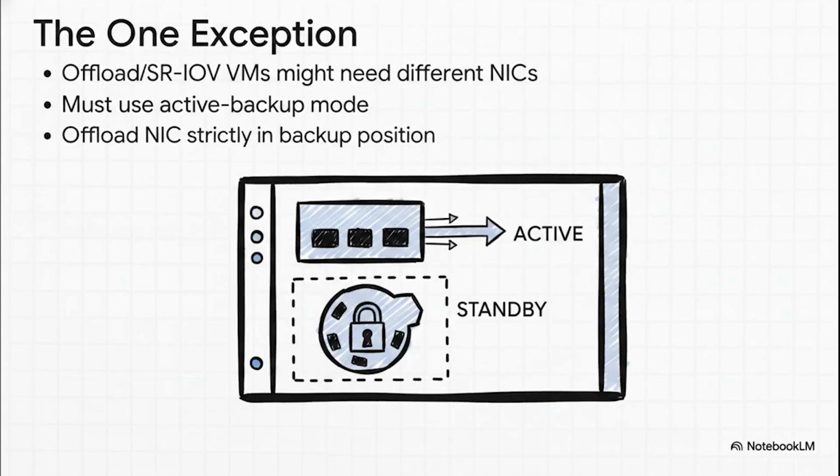But there is exactly one exception, and it's when you're dealing with network offload or single-root I/O virtualization features. If you absolutely have to connect non-homogeneous NICs to support these features, your only supported option is active backup mode, and you must explicitly place that odd NIC out, the offload NIC, strictly in the backup position. Why? Because an offload NIC can't process the same complex packet hashing algorithms as your standard NICs. Put them in an active-active bond together, and it's just pure chaos. Drop packets everywhere. Keep the odd hardware on standby.